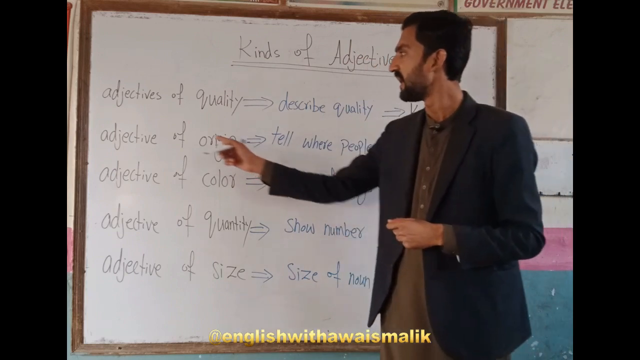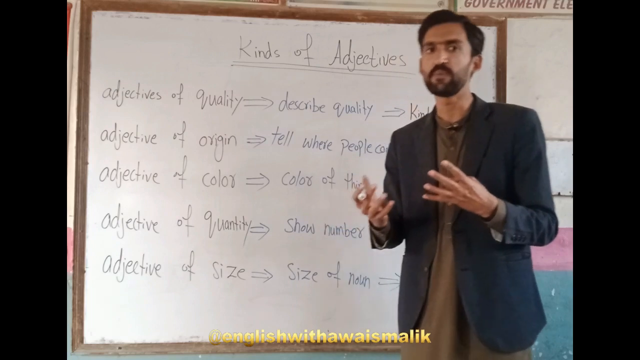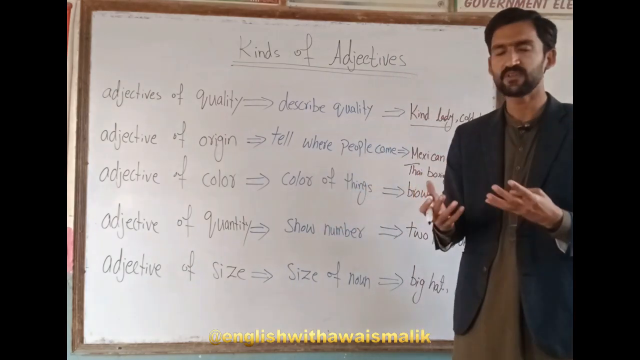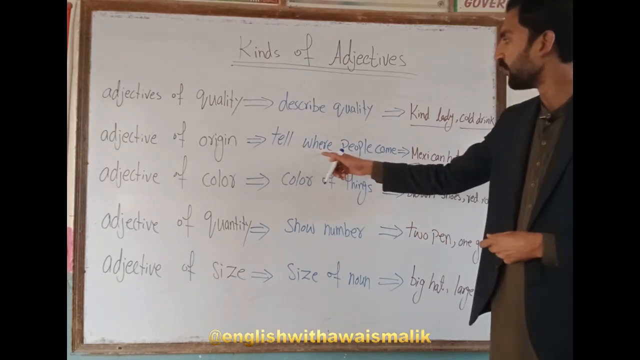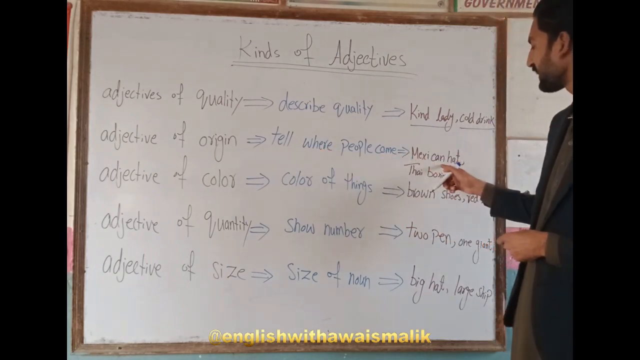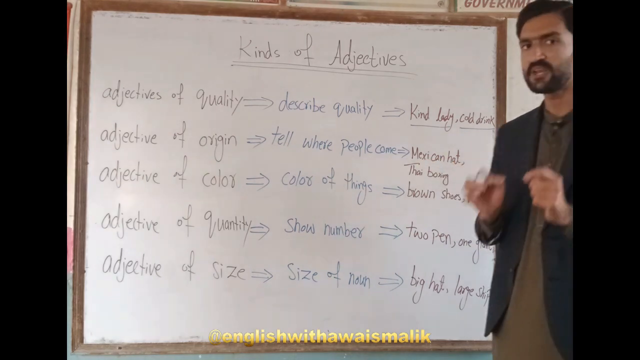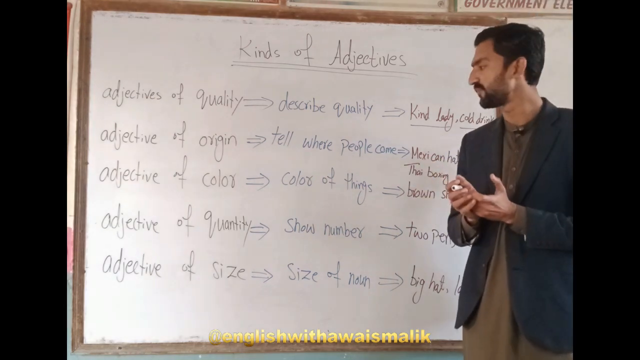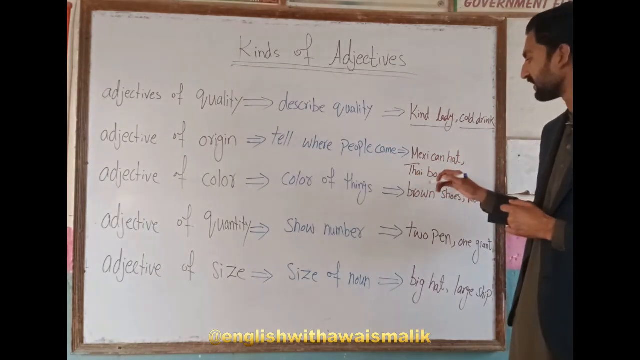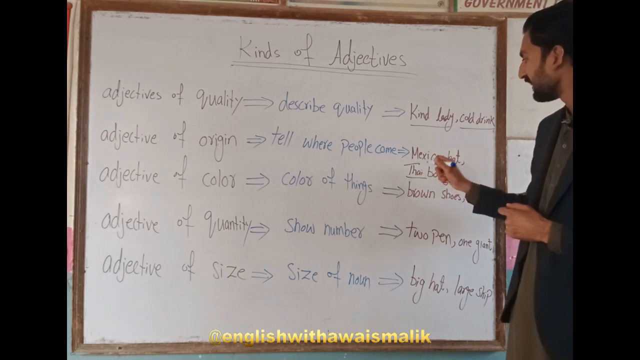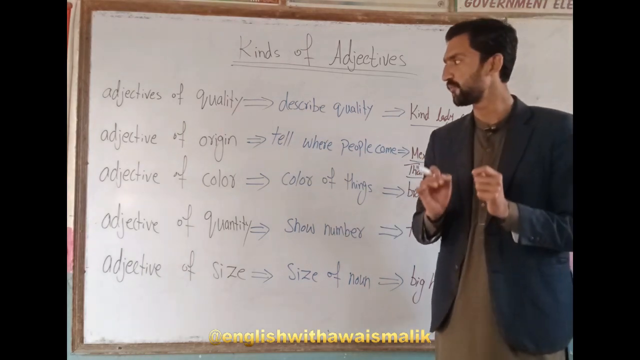Further we have adjectives of origin. This tells us where people come from, the belonging of people. First we have examples like Mexican hat. This is very famous, all about the word Mexican hat. Further we have Thai boxing. So the words Thai and Mexican show the adjectives of origin.